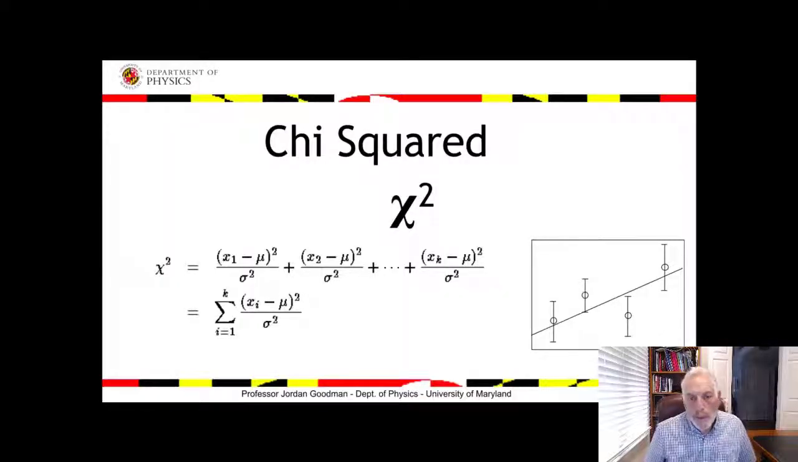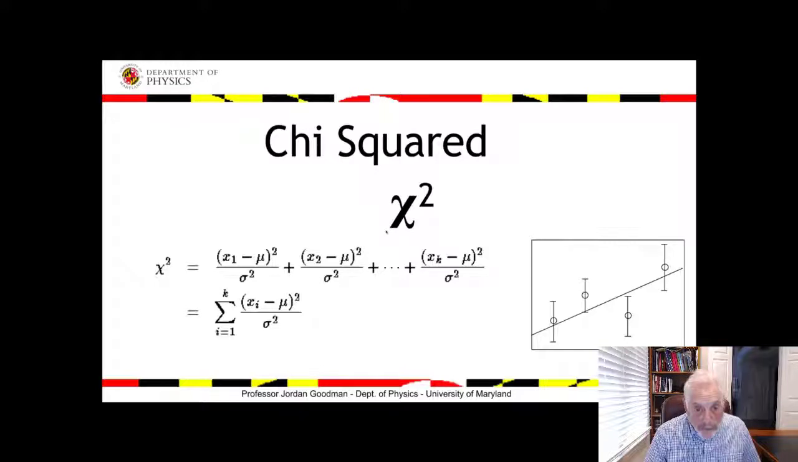In today's video, we're going to discuss chi-squared. Chi-squared is a way of testing whether data fit a particular function. And it's a useful test that allows us to evaluate our experimental data in the context of various theories.